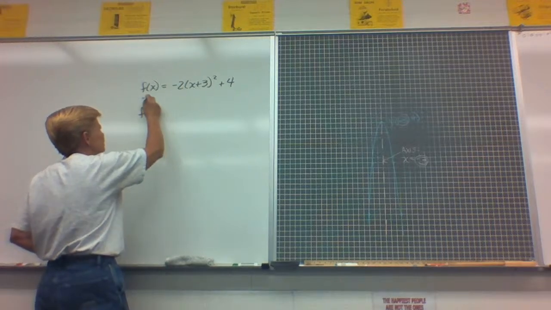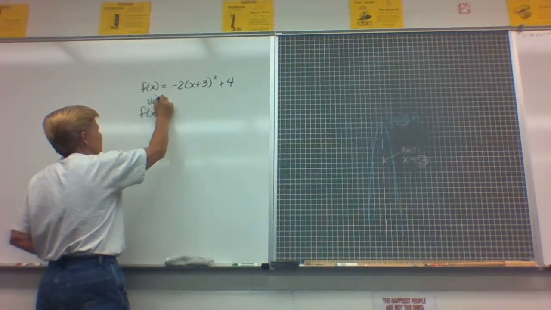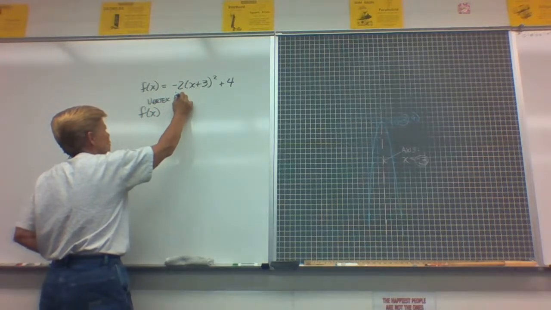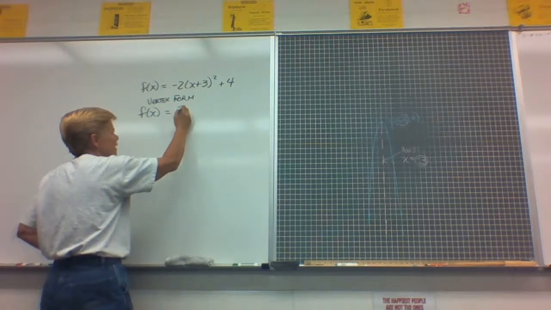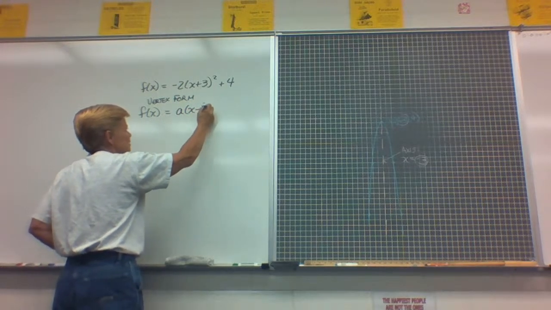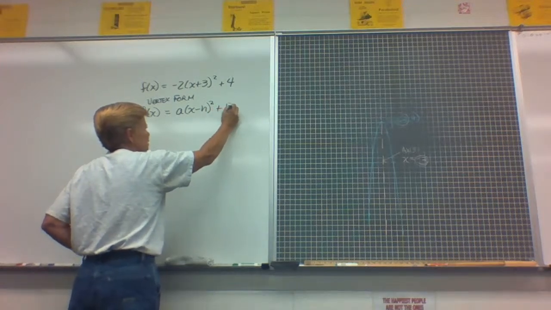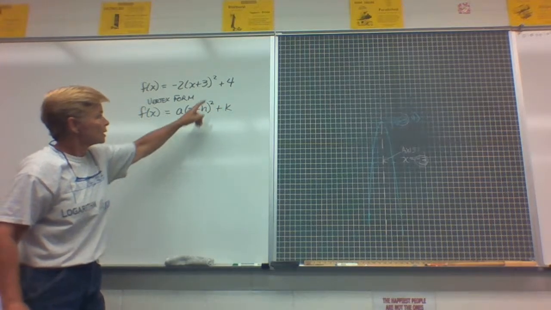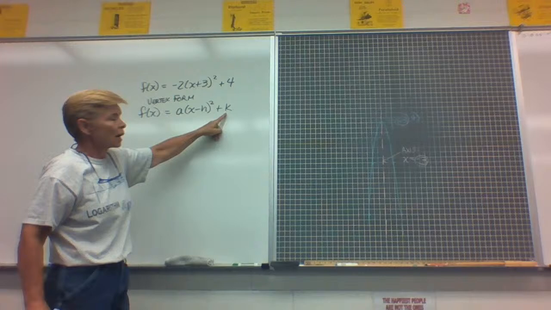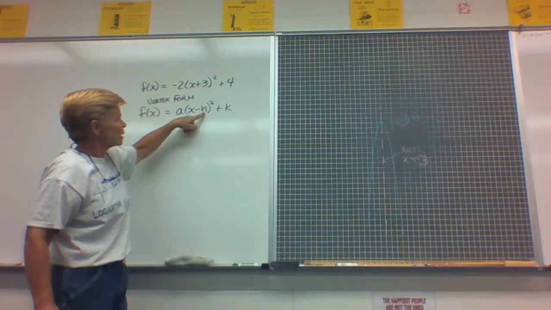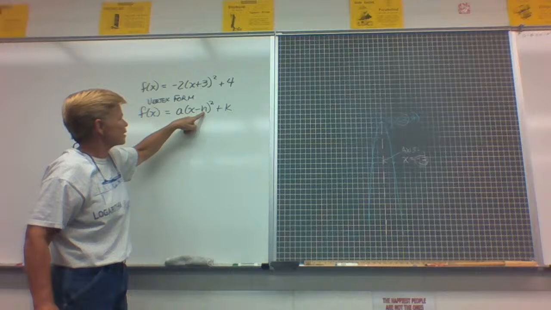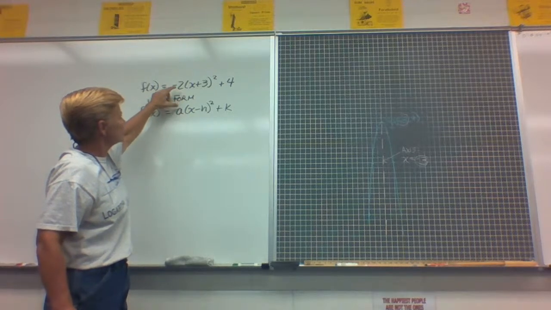Vertex form, in a general way, not specific to this one, is of the form a times (x minus h) squared plus k. In this case, 4 was k, that was the up move. h was 3, well, actually negative 3, that was the left move. And a was negative 2.